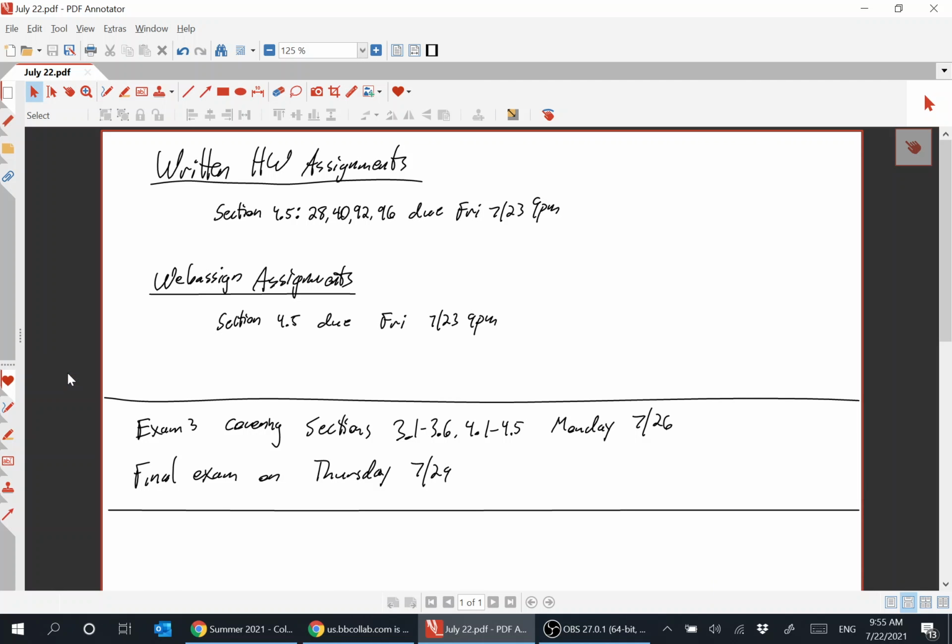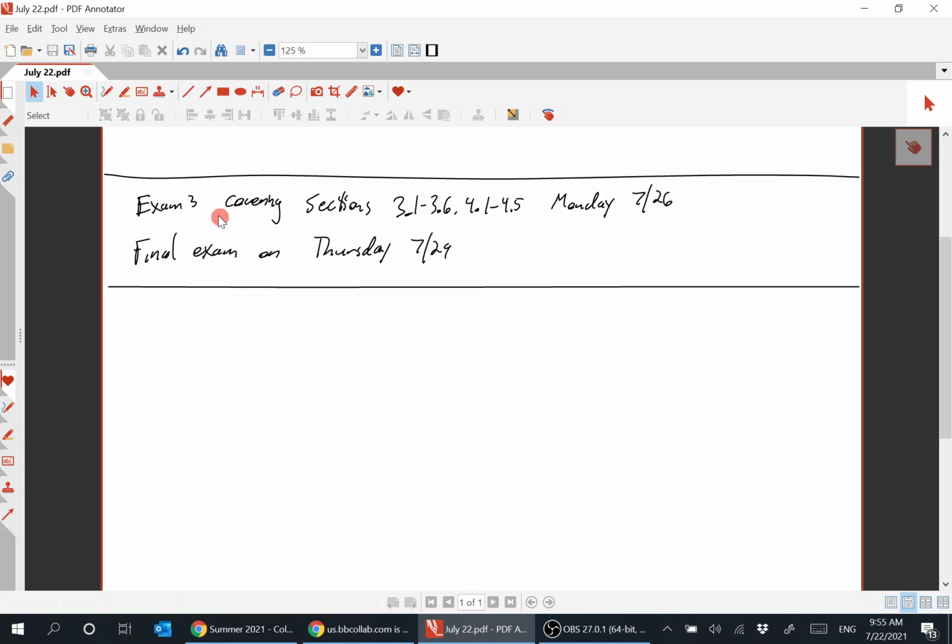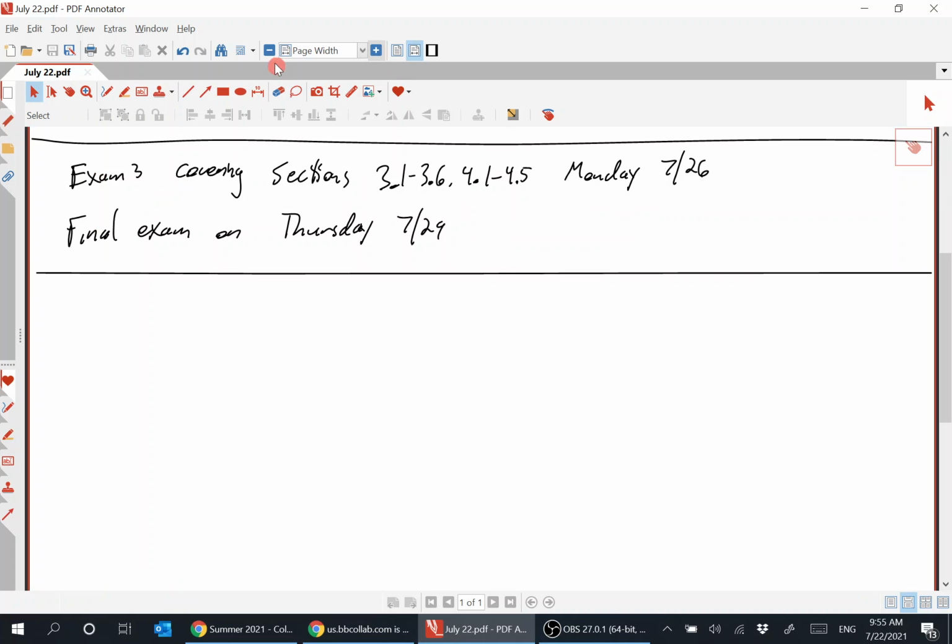So finished with 3.5 yesterday. So today we will pick up with section 3.6 and continue the review. In section 3.6 we were graphing rational functions.